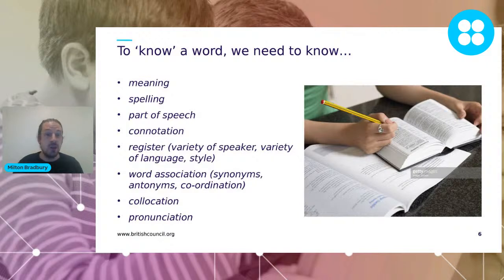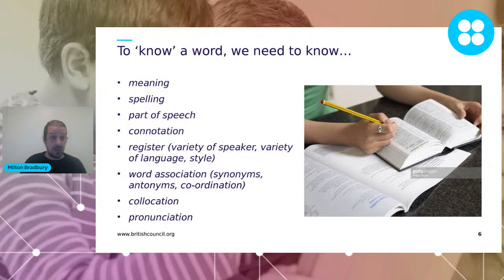Register. So, as you know, different countries and different regions of the world have different Englishes. So that's important to learn. The difference between pants in the United States, which are trousers, and pants in the UK, which is underwear. That's very important for students to know. The variety of the language, style.